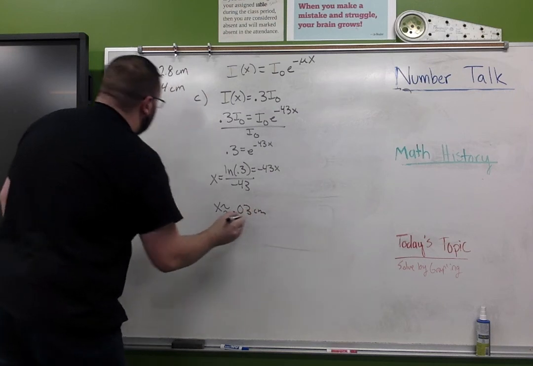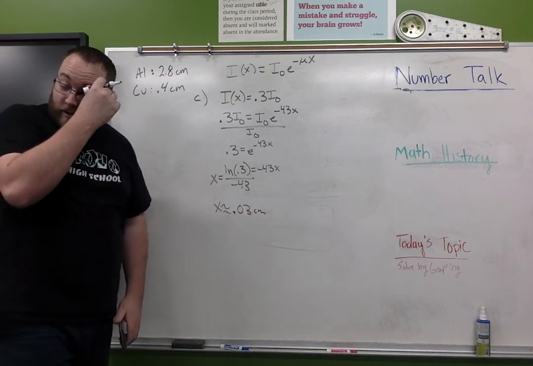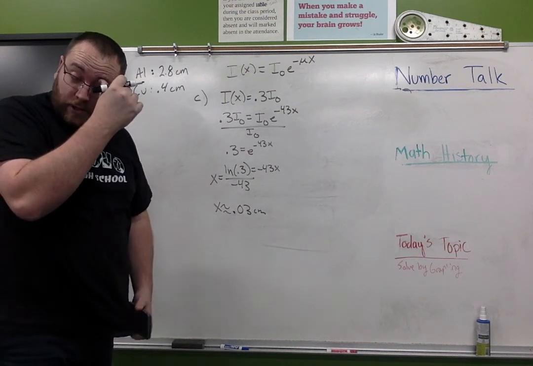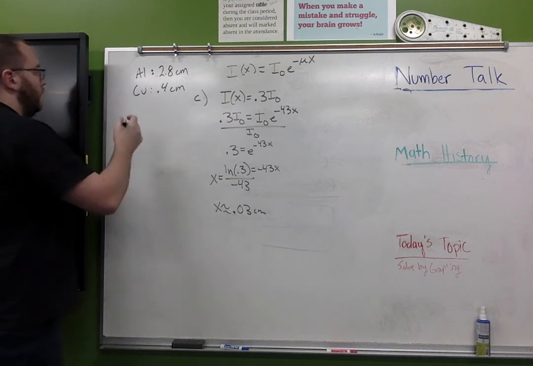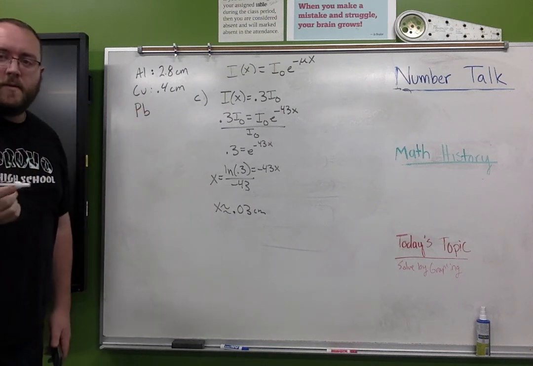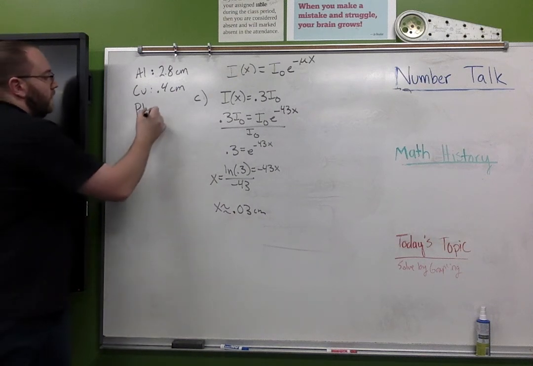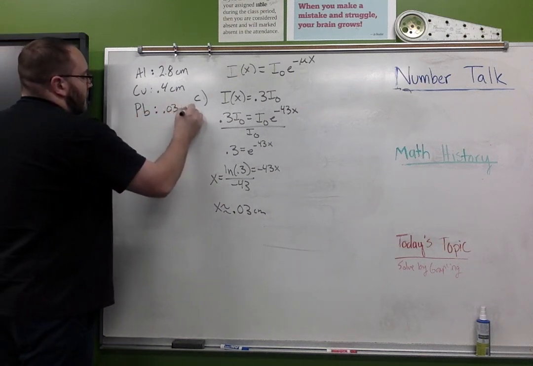So x is approximately, let's put that in our calculator, natural log of 0.3 divided by negative 43, 0.03 centimeters. Okay, and I always get iron and lead mixed up. Pretty sure iron is Fe, so that means lead is Pb. So lead on the periodic table, you don't need to know this, I'm just labeling it so we don't forget things. Lead is 0.03 centimeters thick.